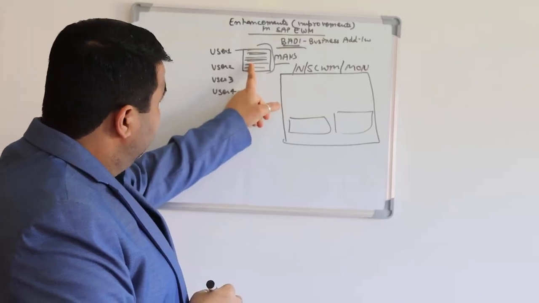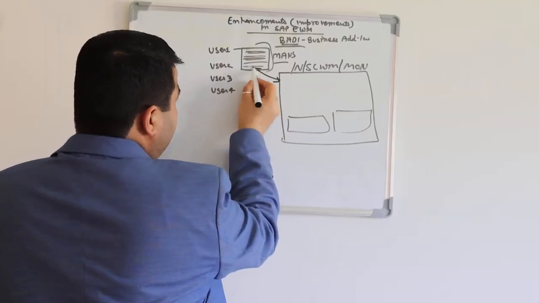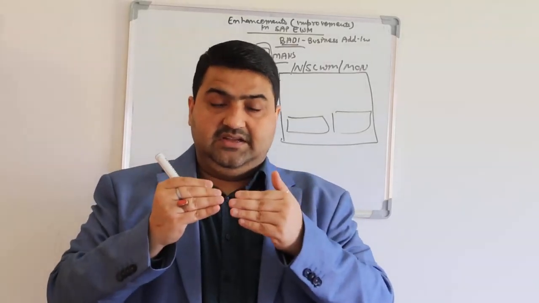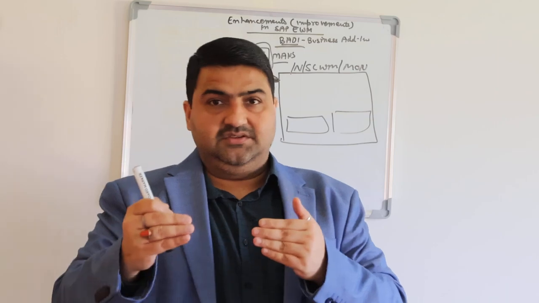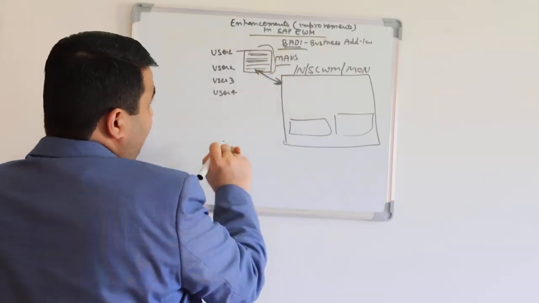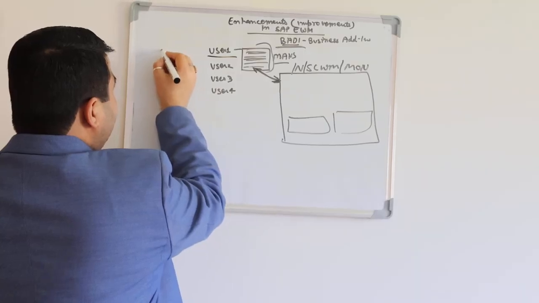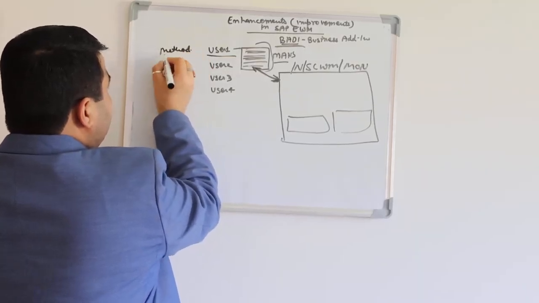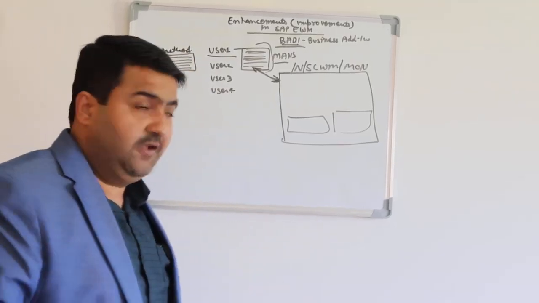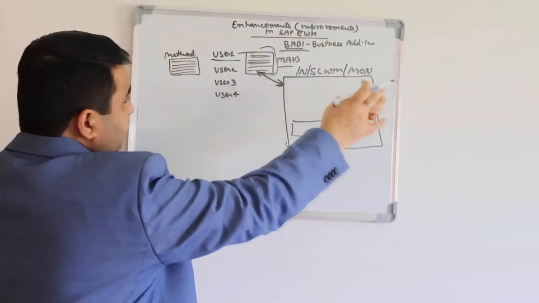So this enhancement code will reflect only for me as a user, and it will not interfere with the other users, okay. For example, multiple implementations will be possible. How? Suppose this is BADI user 1, and here I did some method. We have some method, I implement this method and I put my custom code in that method. Simple, okay.